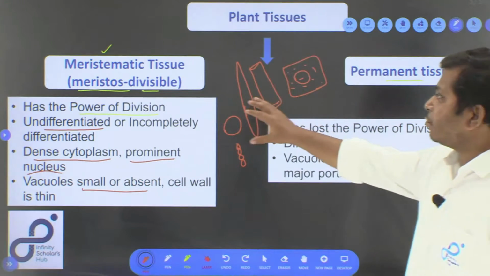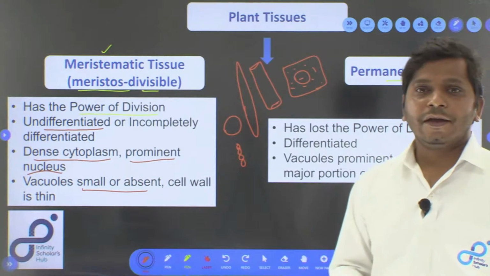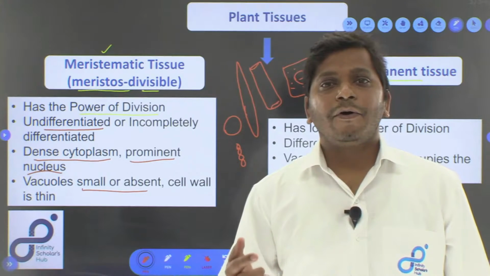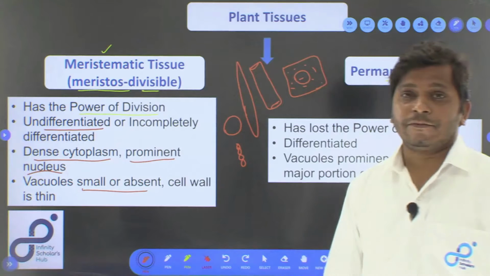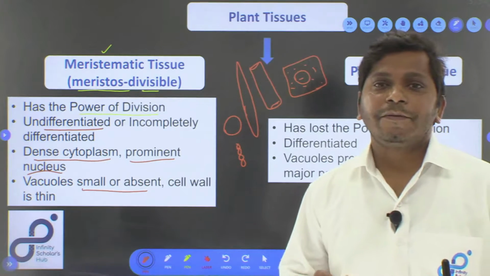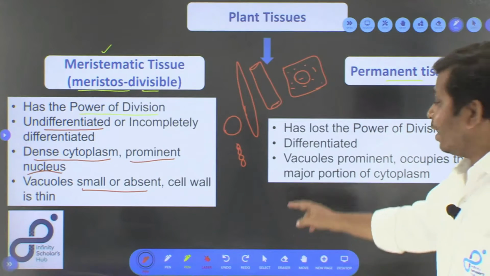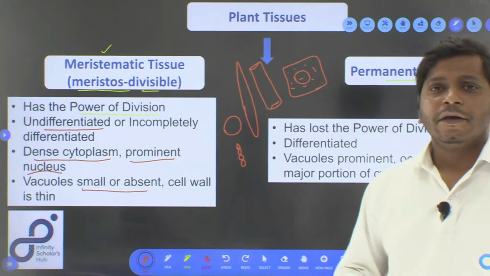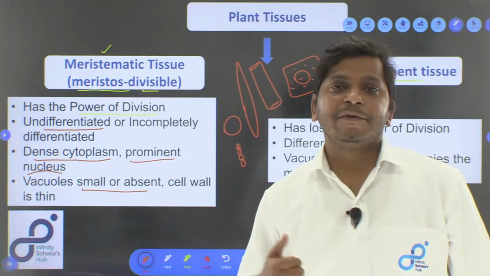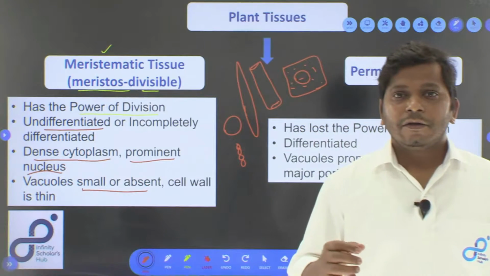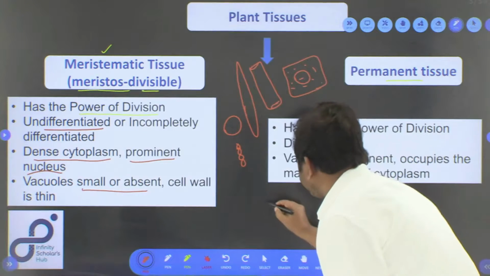In contrast to the meristematic cells, the permanent cells are different. How are they different? They have already differentiated. I have already explained what the process of differentiation is. In differentiation, they have lost their power of division. Differentiated means they have changed their cell shape; the shape of the cell has been transformed. In some cases there is secondary thickening, for example, this is the primary cell wall.